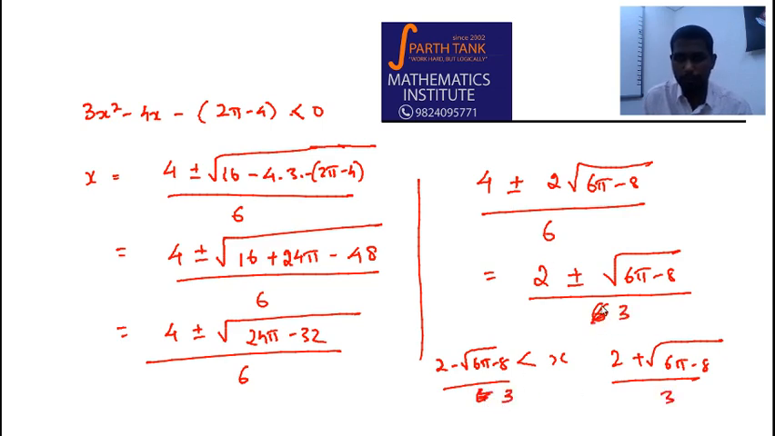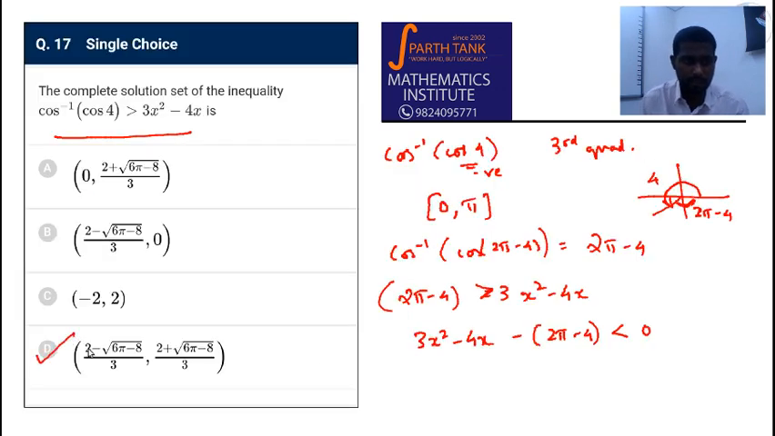We are cancelling 2 from the numerator and the denominator. So this answer is option D, between these two roots. Okay, very simple. Just be careful about how you get the principal argument of such expressions.